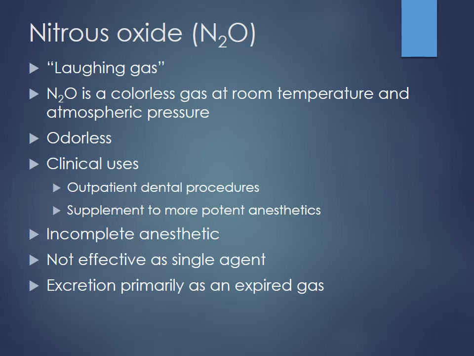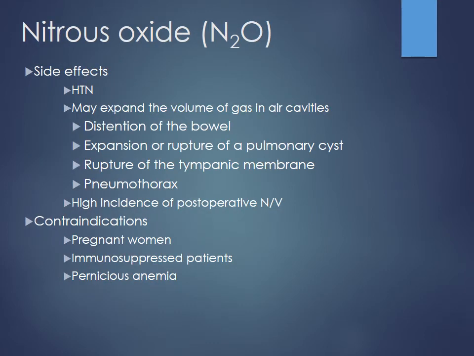And again, it's primarily going to be expired in the respiratory tract, so you don't really worry about a lot of metabolism from that standpoint. So, other effects you can see with nitrous oxide, you can see increases in blood pressure, so hypertension is a possibility, and then you also run the risk of having this expansion of the gas volume in different air cavities. So this is going to be for patients who are maybe getting higher doses or they're getting it for a long period of time. So you can see things like distension in the bowel, you can have rupture of the tympanic membrane, pneumothorax. So again, rare side effects, but something you do want to be careful of, especially the longer the patient's getting it, the more likely you are to see that expansion occur.